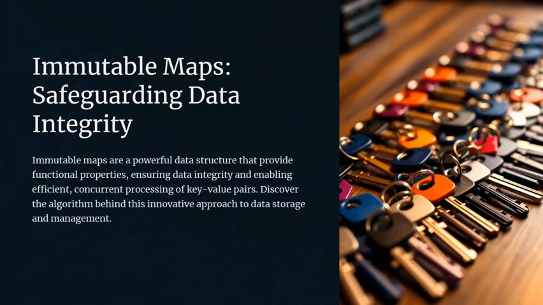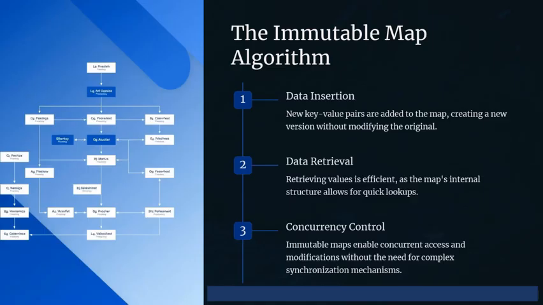Next, immutable maps safeguarding data integrity. Immutable maps are a powerful data structure that provide functional properties, ensuring data integrity and enabling efficient concurrent processing of key value pairs. Discover the algorithm behind this innovative approach to data storage and management. Let's see the immutable map algorithm.